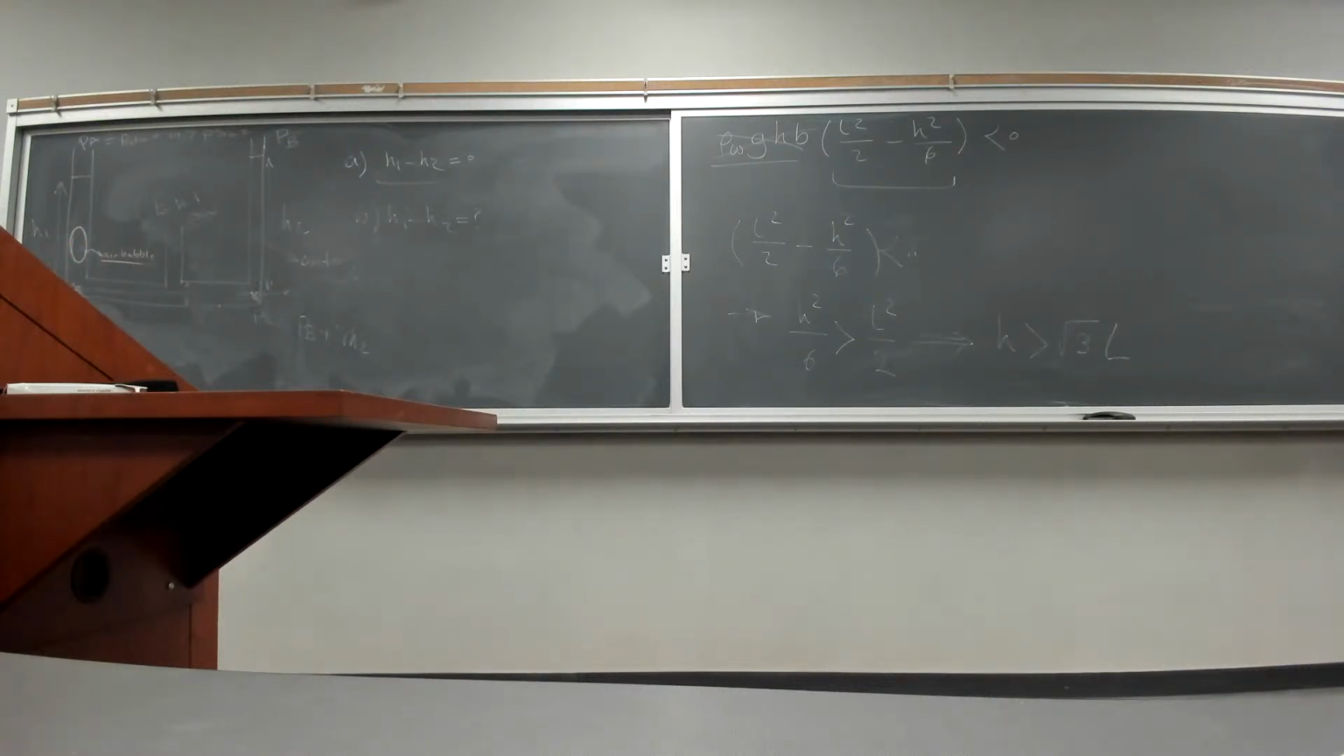What is the pressure at this point? Let's call it P star. What is the pressure at this point? It is PA plus P star, PA plus gamma, this height. Let's call it H star, right?